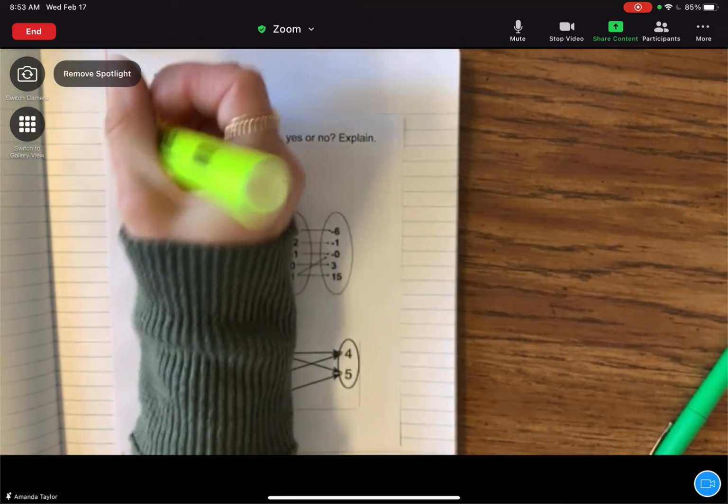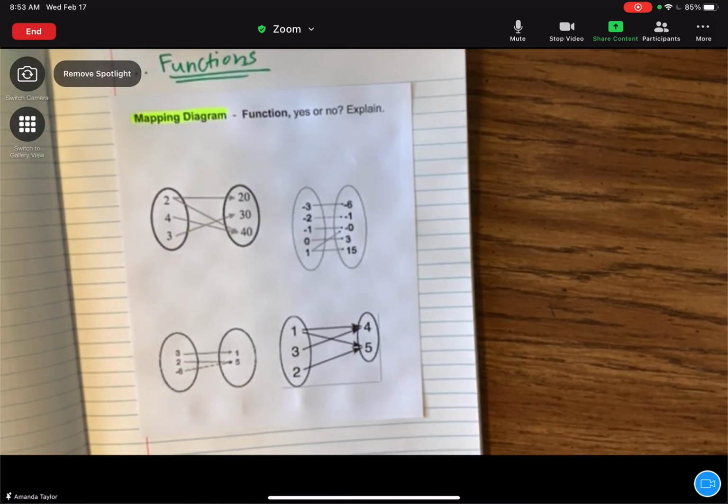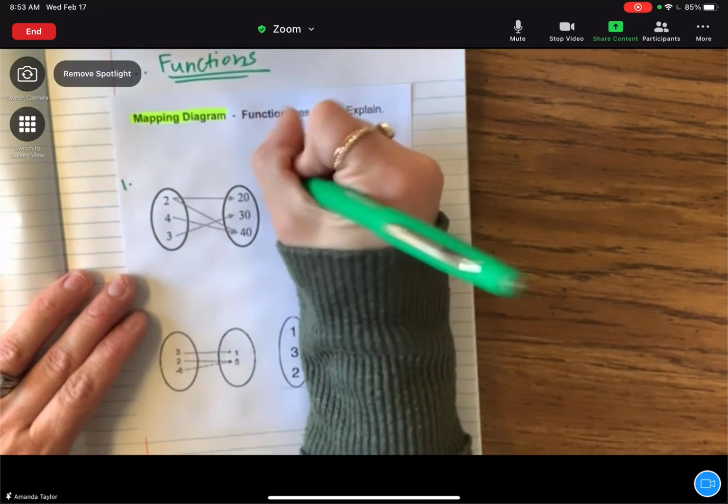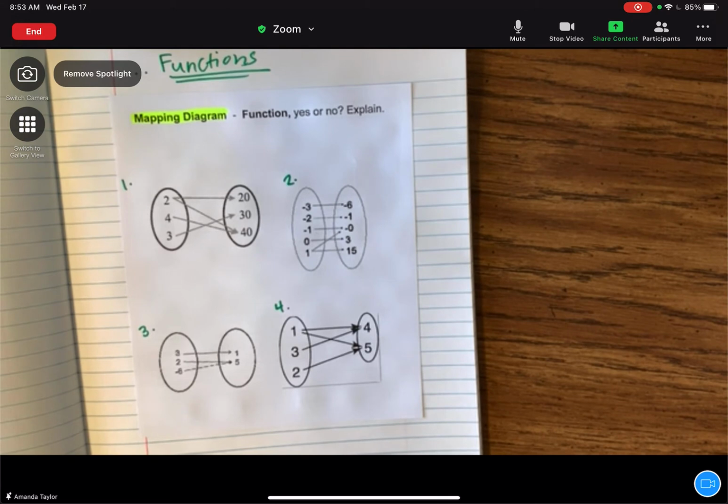Now we're looking at these new things called mapping diagrams. You have 4 mapping diagrams here, so 1, 2, 3, 4. So you have 4 relations, because a relation is just a group of points. A group of points together, that's a relation. The only thing about these mapping diagrams is they're a little bit harder to read.